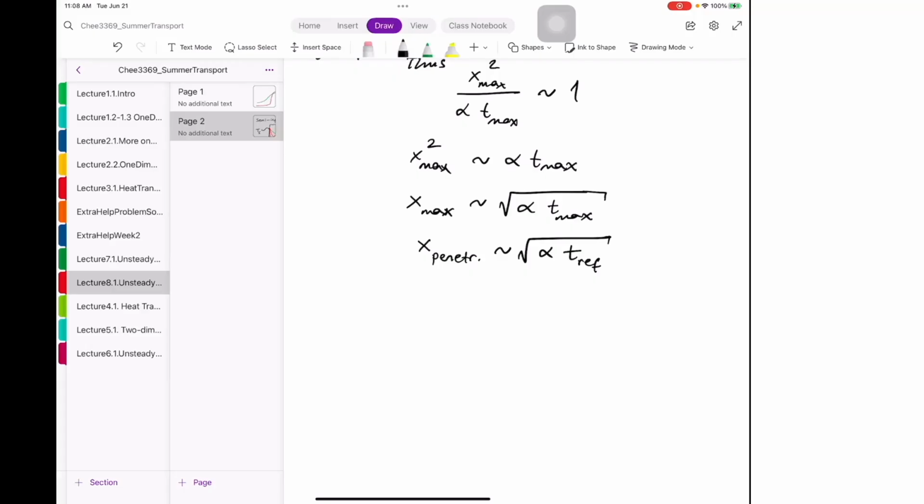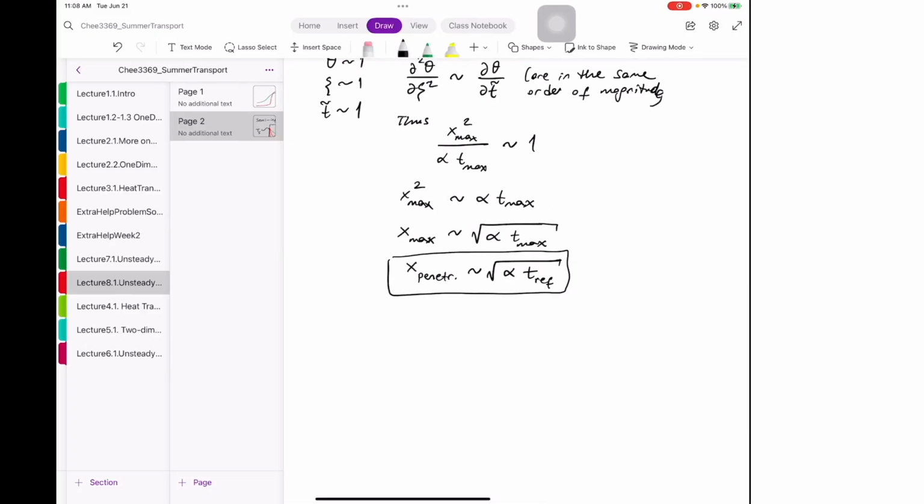Okay, so what does it mean? It means that after 100 seconds, if it penetrates 10 meters, then after 10,000 seconds, it's going to penetrate 100 meters. So this is a very nice relation. The order of magnitude estimation gave us this relation.